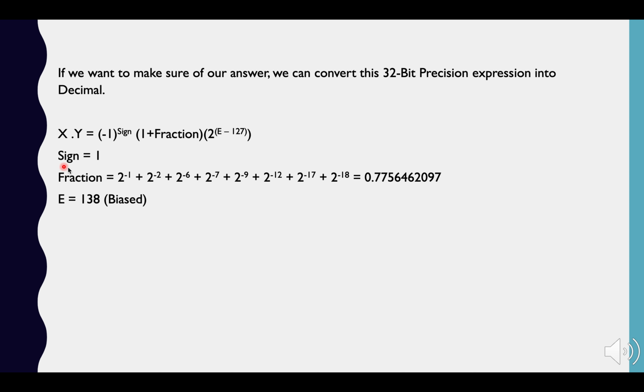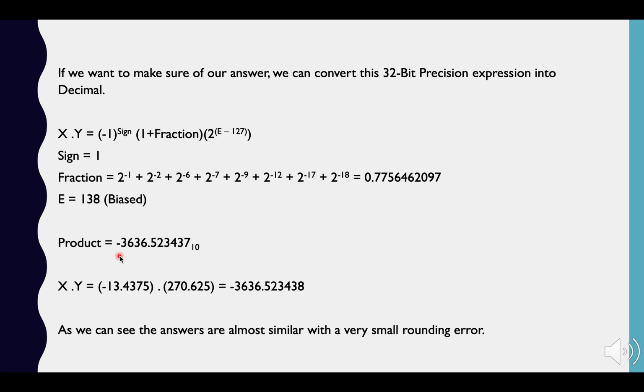In this case, the sign is equal to 1 since our product is negative. Our fraction can be calculated from the mantissa section of the 32-bit precision expression, and our exponent is equal to 138 biased. From this, we obtain a product equal to minus 3,636.523437. If you were to plug our initial decimal values onto the calculator, we would obtain a product of minus 3,636.523438. As we can see, the answers are almost similar with a very small rounding error.